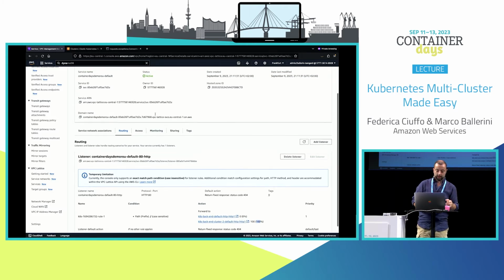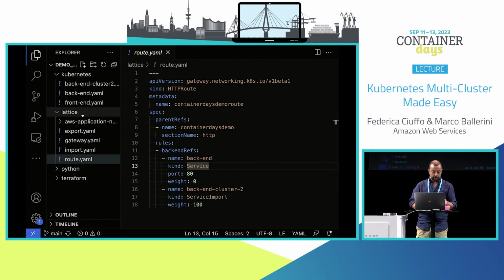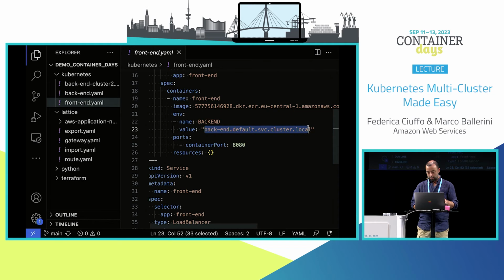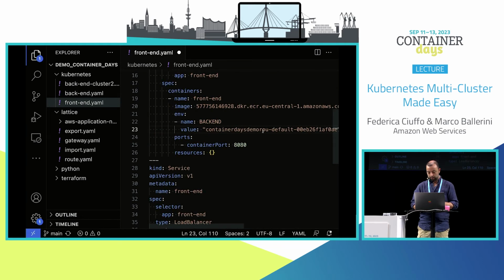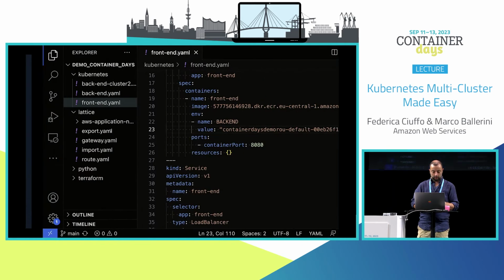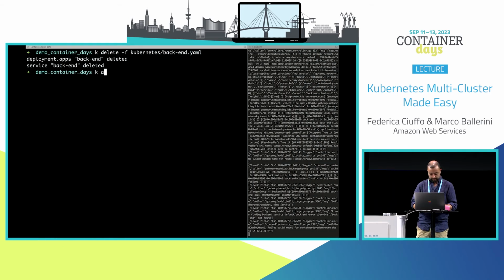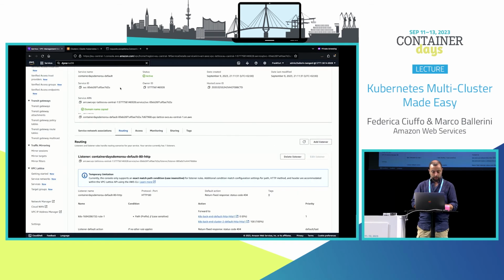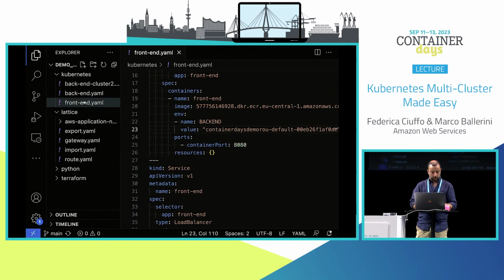How can I leverage this? Basically, Lattice creates a URL that resolves to an Amazon specific address. So if I take this URL and I change, the front end is expecting basically a backend as an environment variable. I can put the Lattice URL and I can redeploy the front end. And now, if you give it 1 second, you will see that the application is working again.